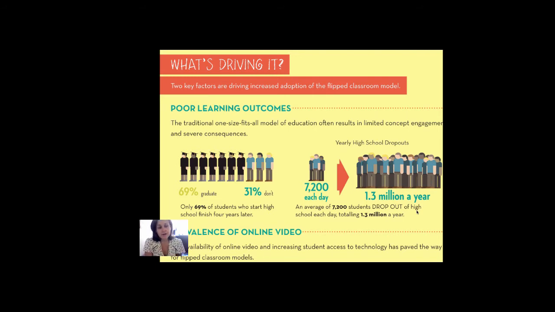As you see in this infographic here, the 2 key factors are driving increased adoption of the flipped classroom model. We're getting a lot of poor learning outcomes. You see there's like 31% who don't graduate, and that's on the rise as the years progress. We're losing out on a lot of students, and the idea is that the teacher-centered idea of learning just isn't working anymore. So this is another way to get them involved in their learning, hopefully build motivation, and a lot of the new standards are higher level thinking, so doing the flipped classroom really forces them to be doing those higher level thinking that are assessed in our new standards.